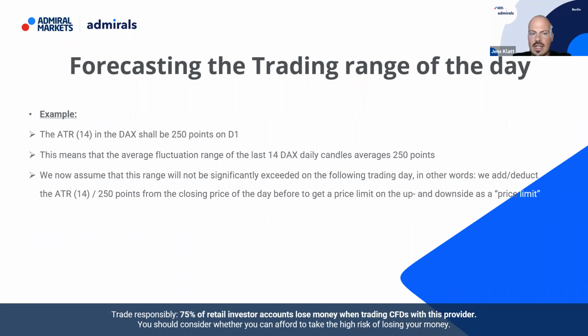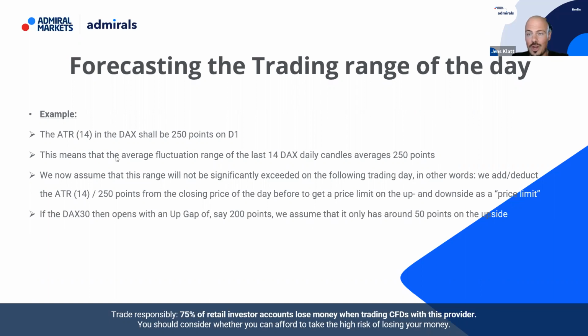Or in other words, we add, respectively deduct, the ATR 14, in this case 250 points, from the closing price of the day before to get a price limit on the upside, respectively on the downside, and thus an extreme for the trading day. That does not necessarily mean that we are not reaching this or overshooting it, but still it's a first orientation on what we can expect to happen. What is mathematically normal, let's say, in quotation marks, for the last trading days.